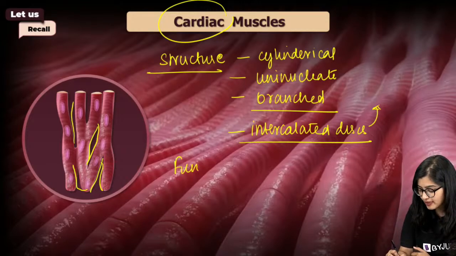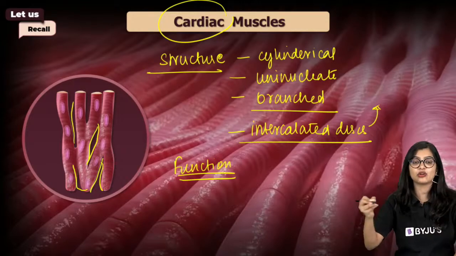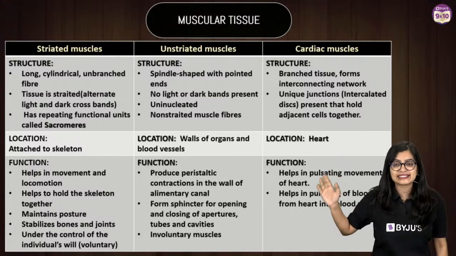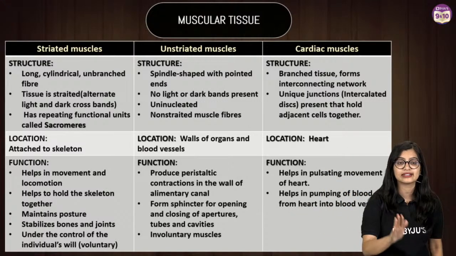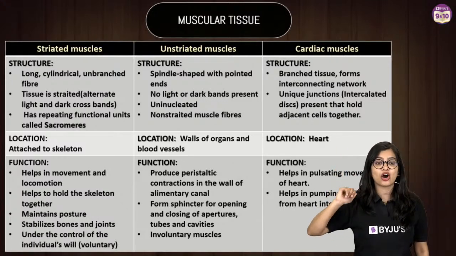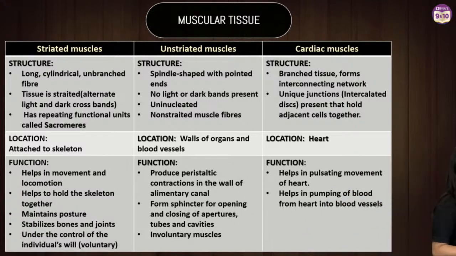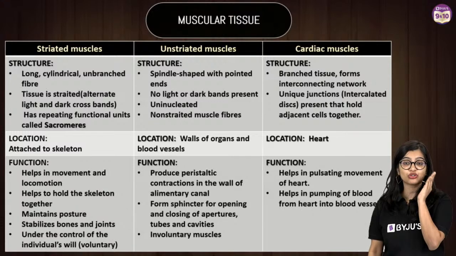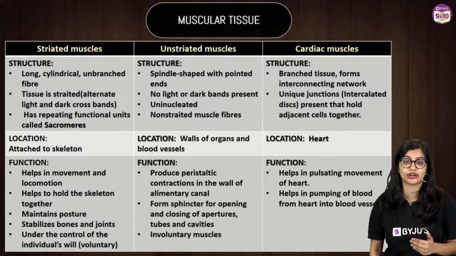So the function and location is very clear, but you only need to understand what the difference is. So very quickly, this is a very easy tabular column that will help you understand the difference between your striated muscles, your unstriated muscles, and your cardiac muscles, right? So everybody take a quick screenshot of this. This will make it easy, and this table is also to tell you that when you are studying tissues, the whole chapter, you should be able to study from a tabular form for revision, right?